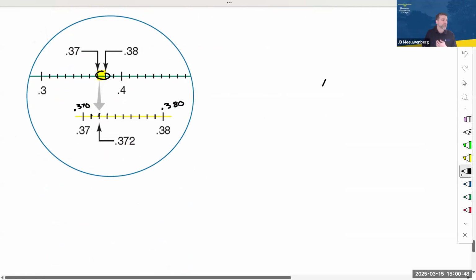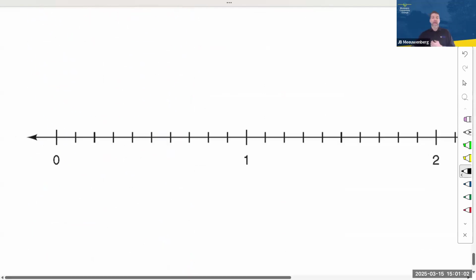And yeah, so that was right there, 0.372. Right, so we have to be able to look at these visuals and have this really good understanding of where these decimals exist. So now I'm going to go down to that number line that you saw earlier, right here. And I want you to maybe sketch something like this on your own paper.